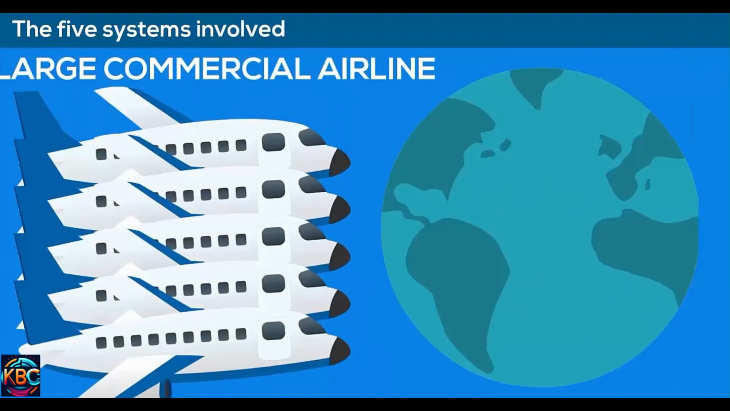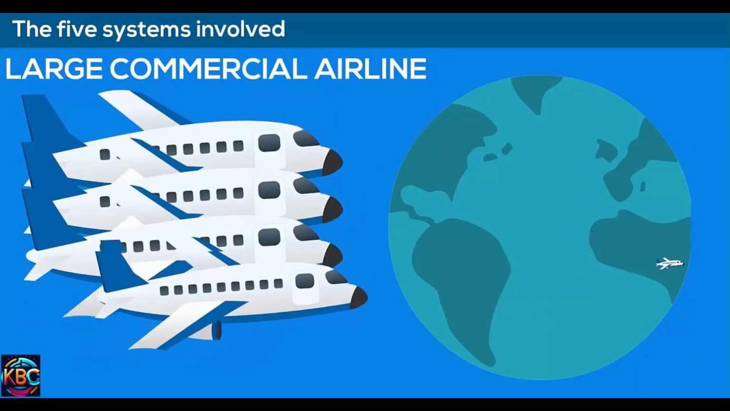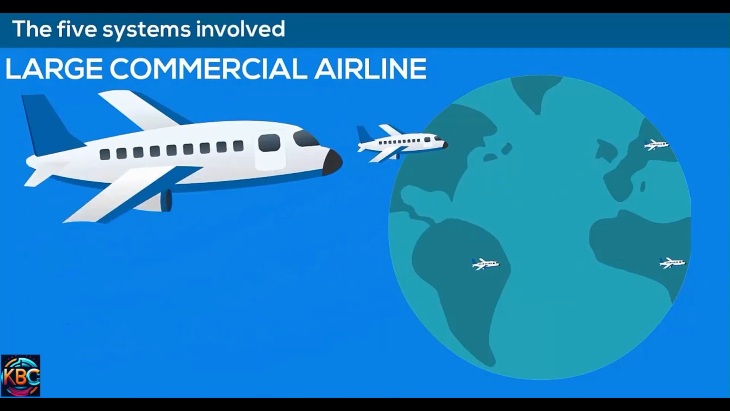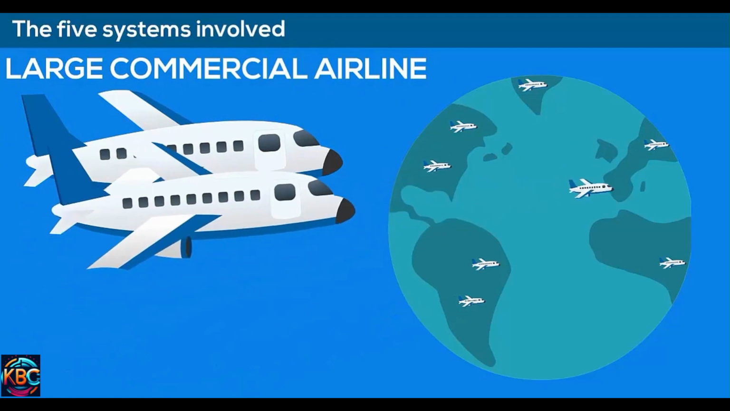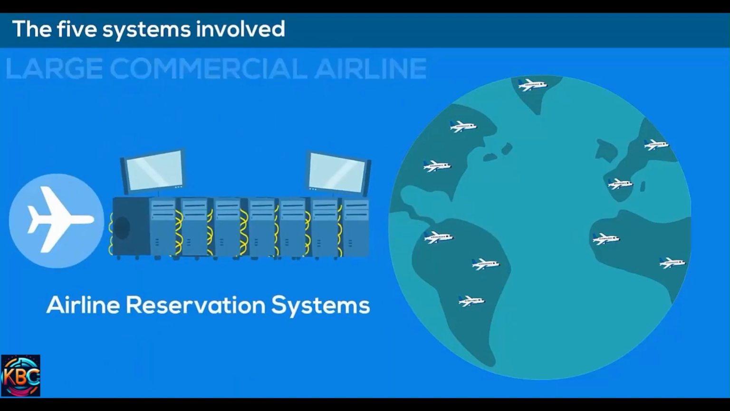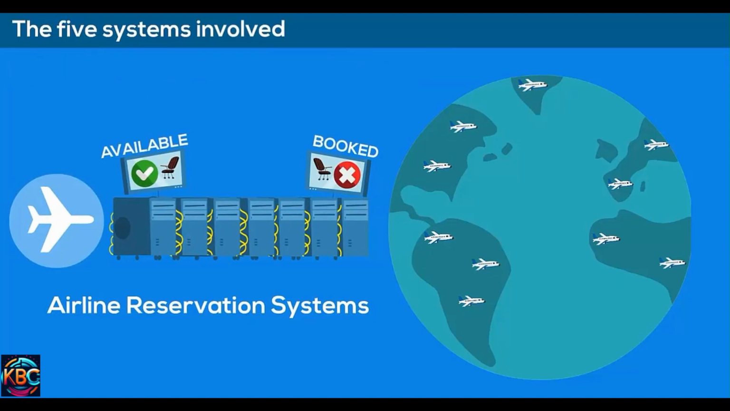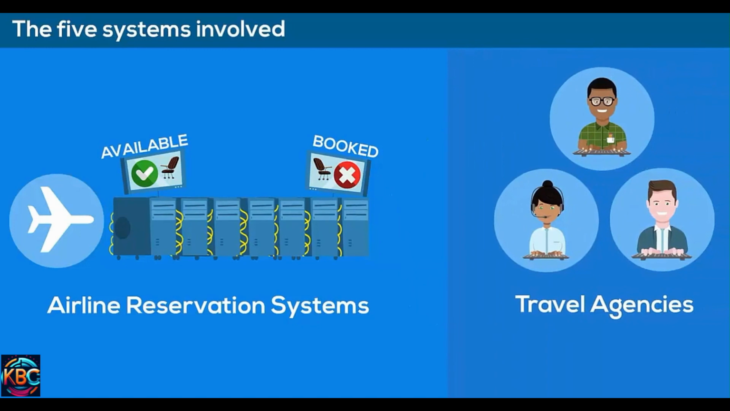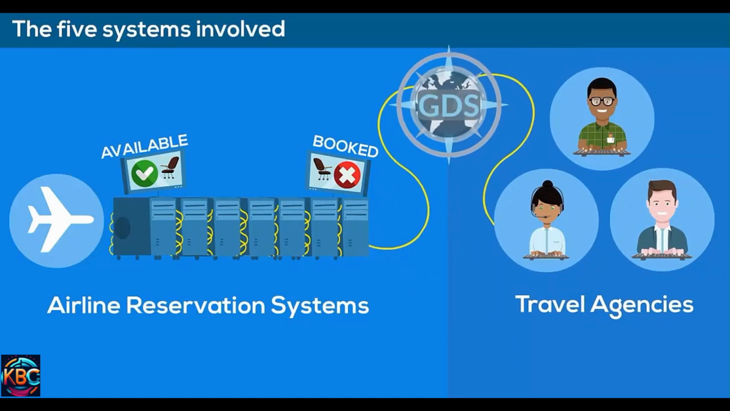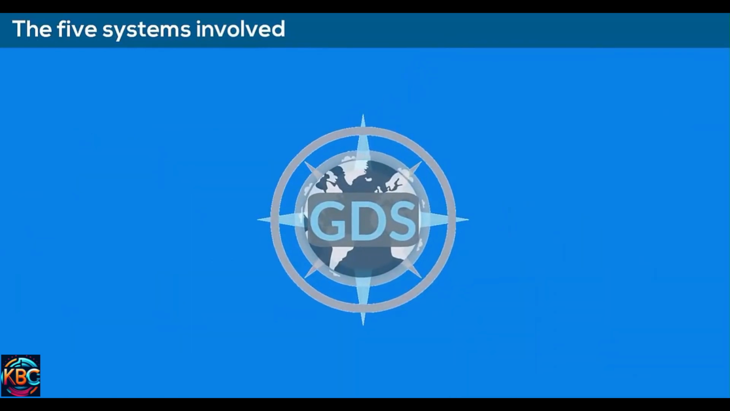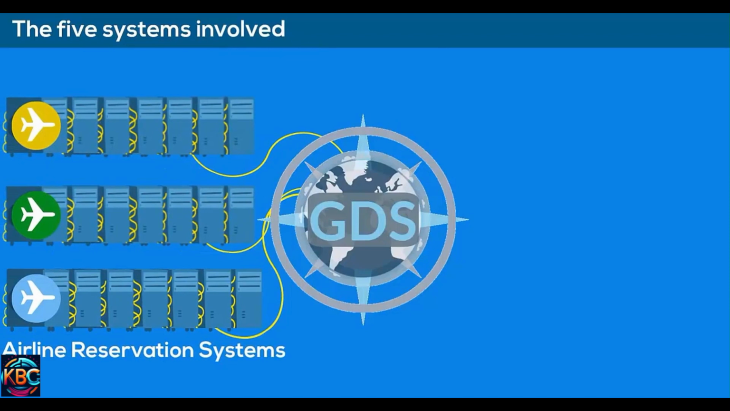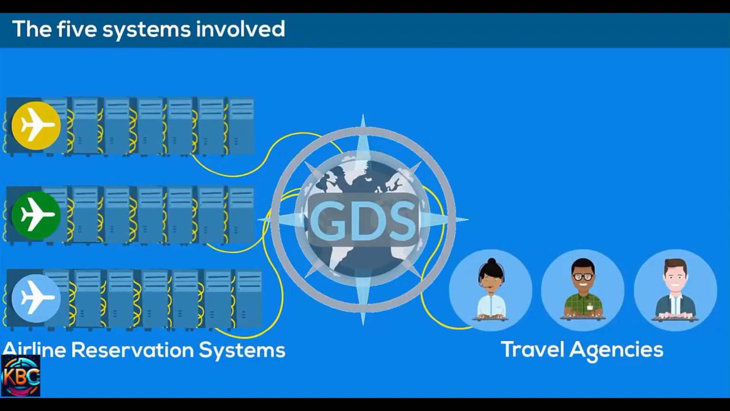For example, large commercial airlines usually have many planes that fly routes around the world on a daily basis. In order to keep track of these flights and their passengers, an airline uses many systems, and one of these systems is a reservation system. This keeps track of their available and booked seats. Many airlines allow travel agencies to access their reservation systems through a global distribution system, also known as a GDS. A GDS takes the information from an airline's reservation system and relays it to travel agencies. Travel agencies then use this information to book flights for their customers.